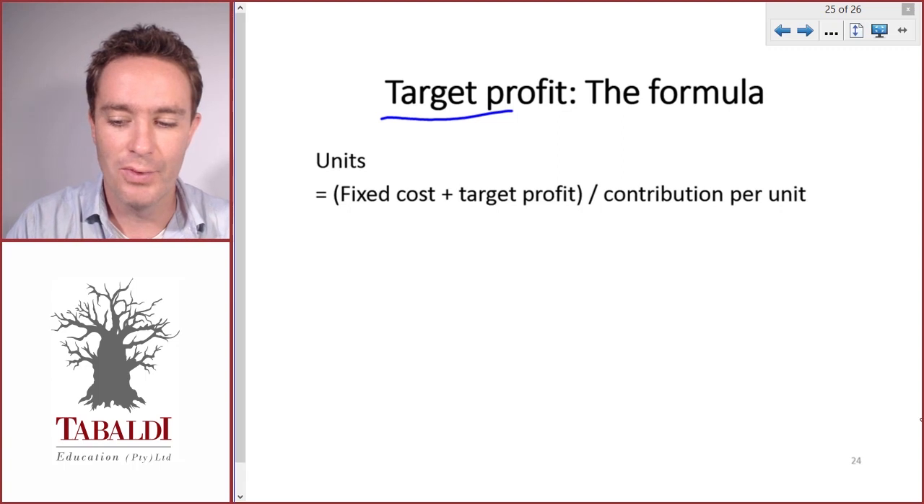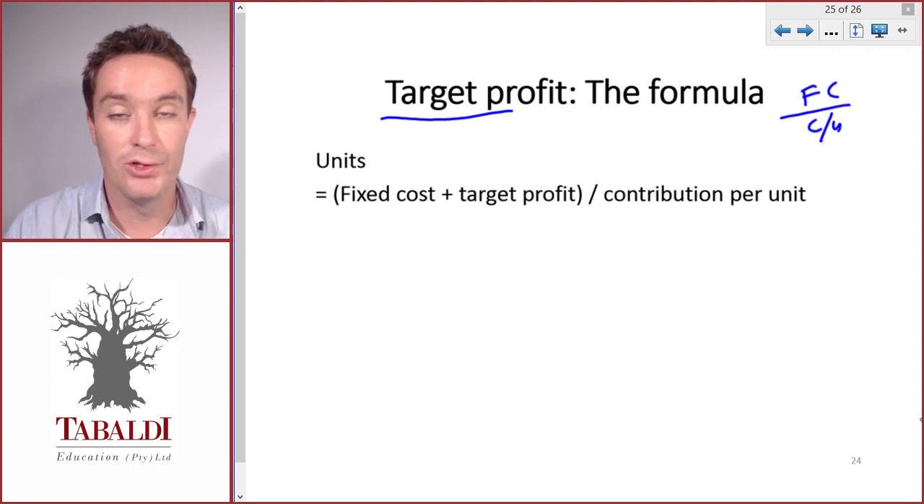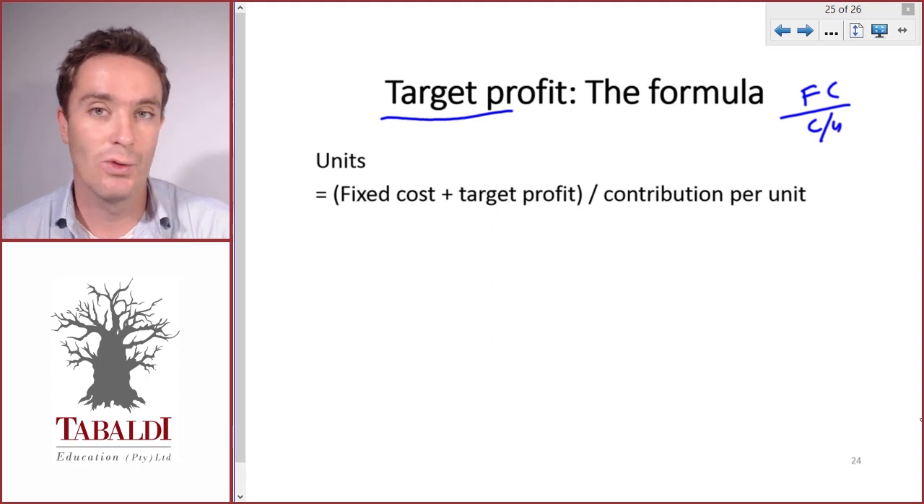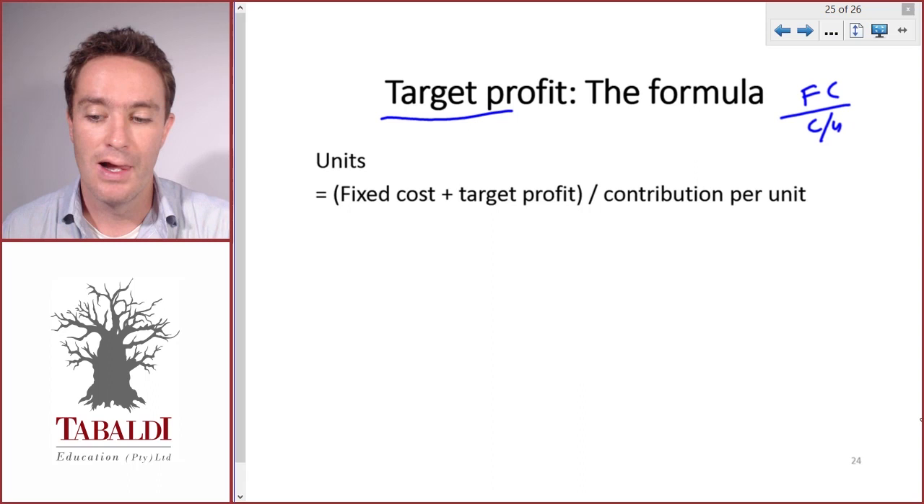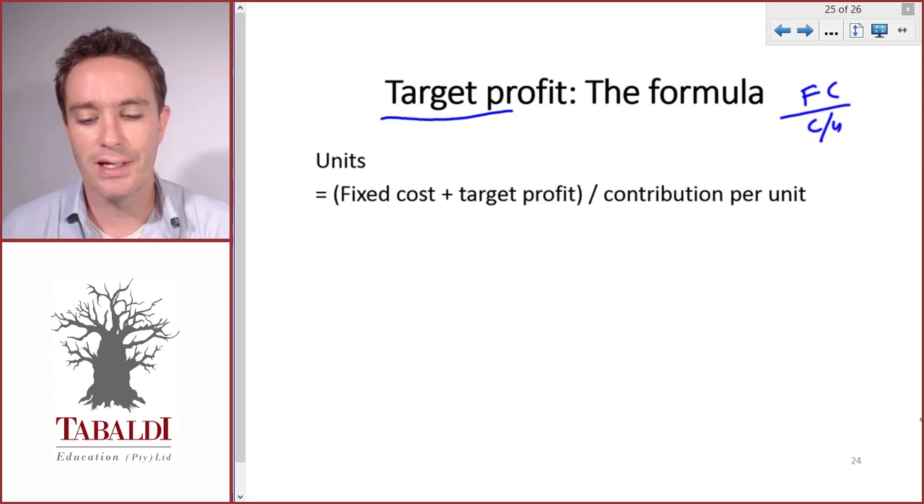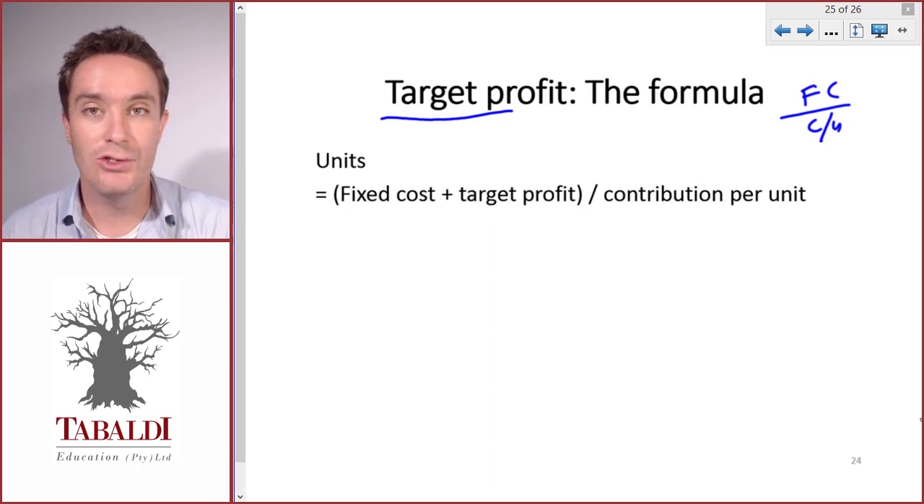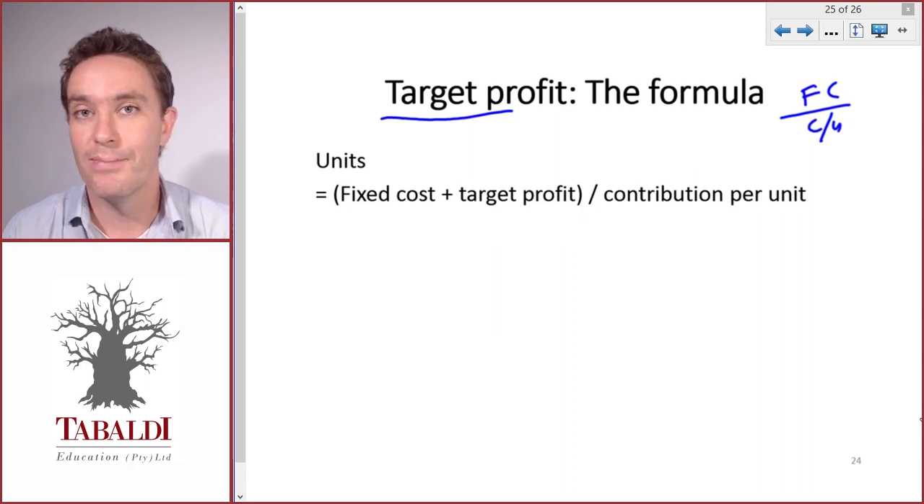The break-even formula was simply fixed cost divided by contribution per unit. So the answer will then give us the number of units in order to make zero profit. But if we want to make a target profit, we need to sell more units. So if the profit's going to be positive, the required units will always be more than the break-even units.